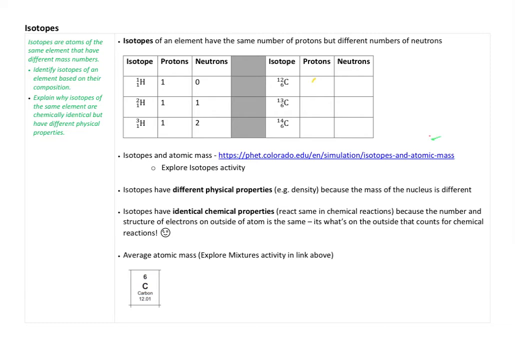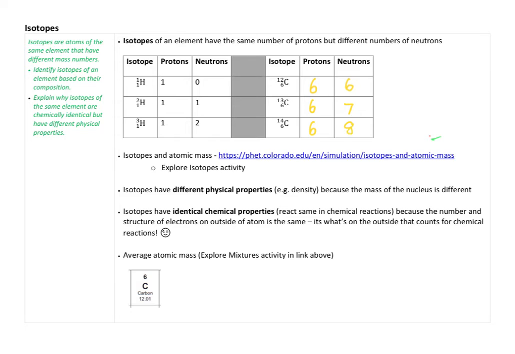So in every case, there would be 6 protons. However, in this case, the mass number is 12. So if we go 12 minus 6, that'll tell us the number of neutrons. So that would be 6. Here, 13 minus 6, it must have had 7 neutrons. It's like the example I had on the previous page. And this one here, carbon 14, would have 8 neutrons.